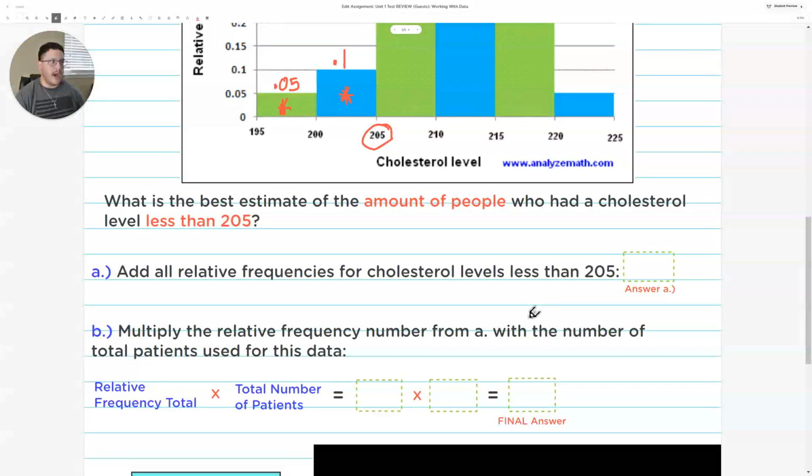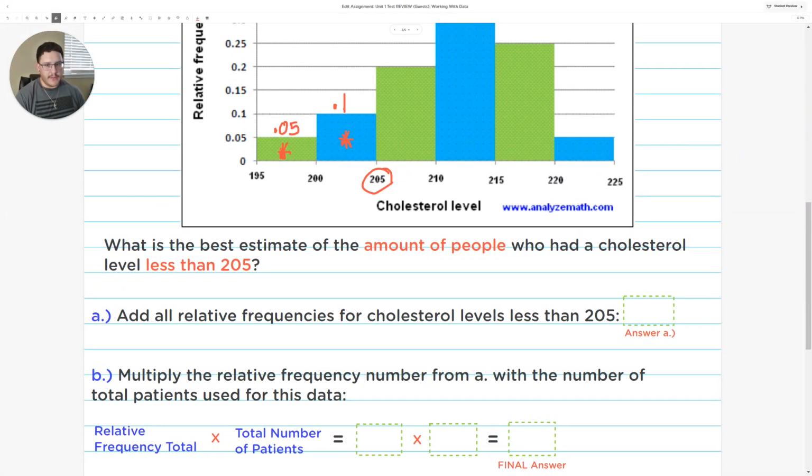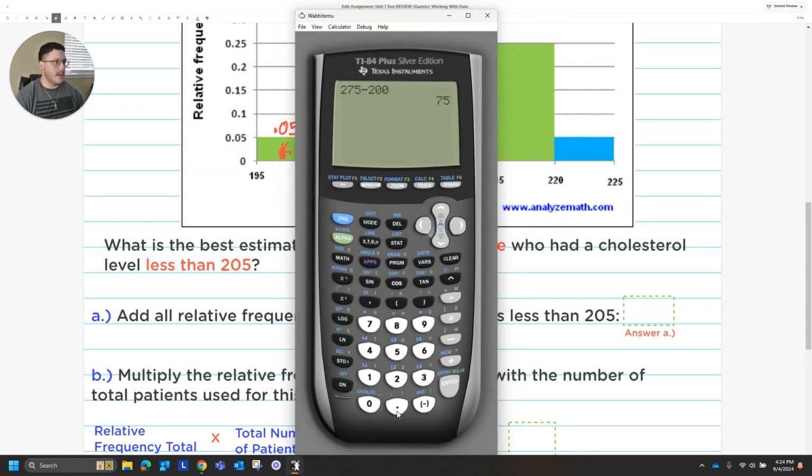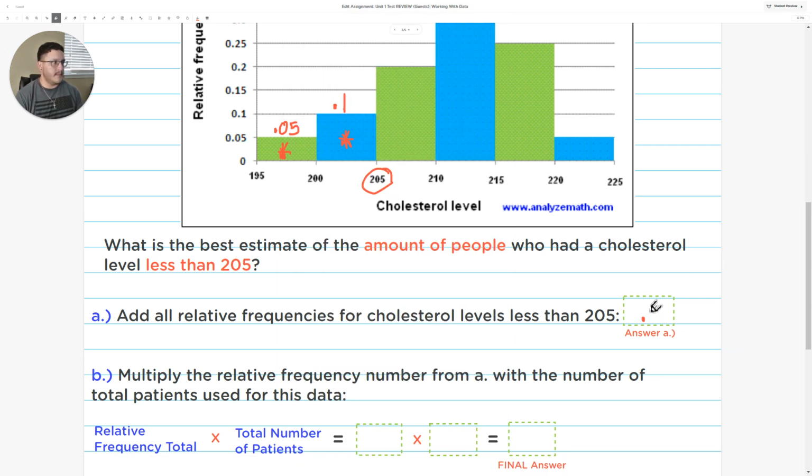We're going to add those up. You can use your calculator if you want. 0.1 plus 0.05 will give us 0.15, which is basically saying 15% have less than 205 for their cholesterol level.